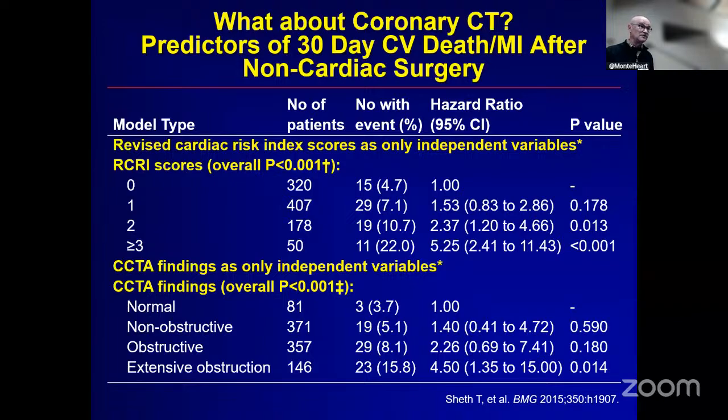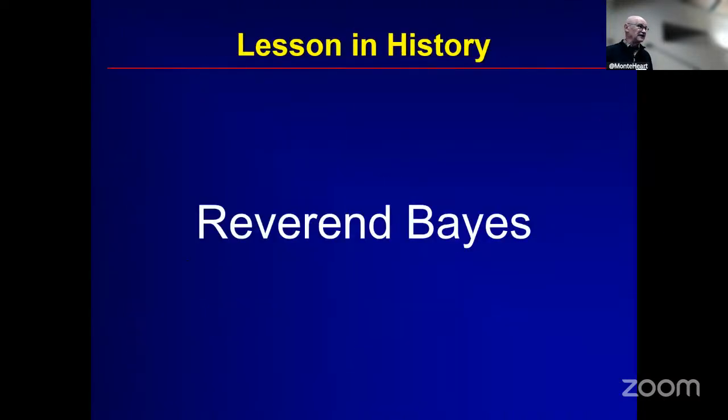That's a real rabbit hole. And that rabbit hole is waiting for you every day. So here's your lesson in history. Any of you remember Reverend Bayes? Okay, I'm a dinosaur for sure. Lost all my hair. He's a dinosaur.